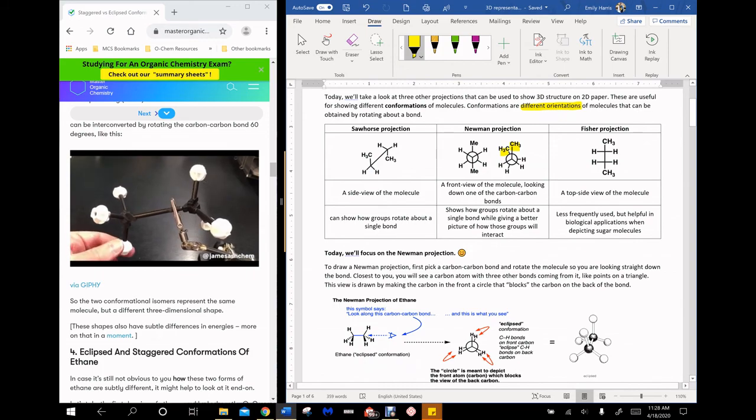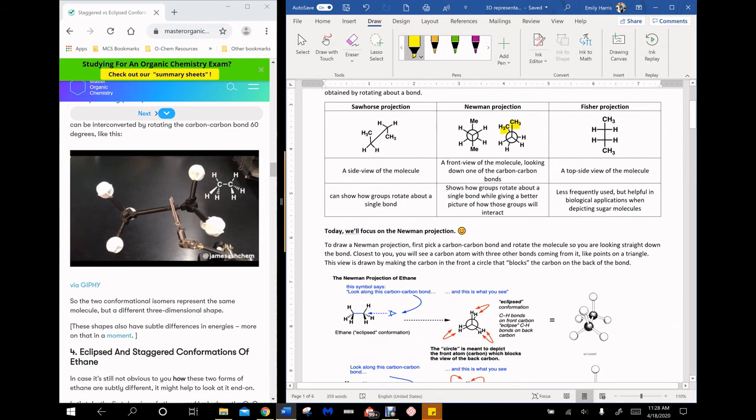All right, so now on to the Newman projection. It says to draw a Newman projection, first pick a carbon-to-carbon bond and then rotate the molecule so that you are looking straight down the bond.